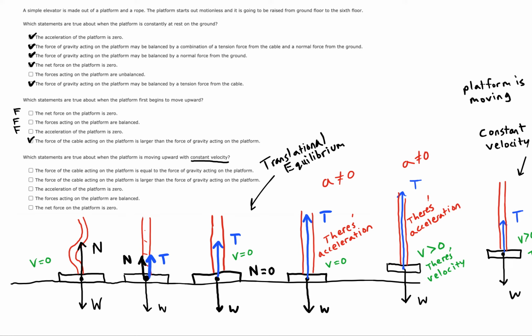Alright, hope it makes sense. So the force of the cable acting on the platform is equal to the force of gravity acting on the platform. That's actually true. The only way we can have constant velocity is if the forces are balanced. The force of the cable acting on the platform is larger than the force of gravity? No. The acceleration of the platform is 0. That's true. Forces acting on the platform are balanced. True. And the net force on the platform is 0.